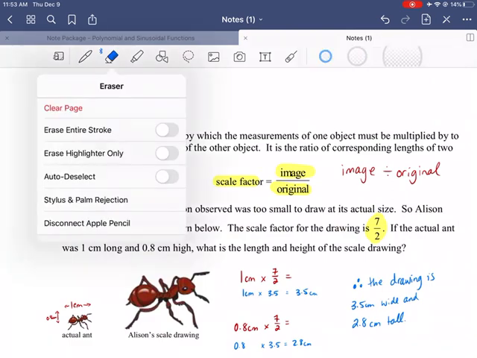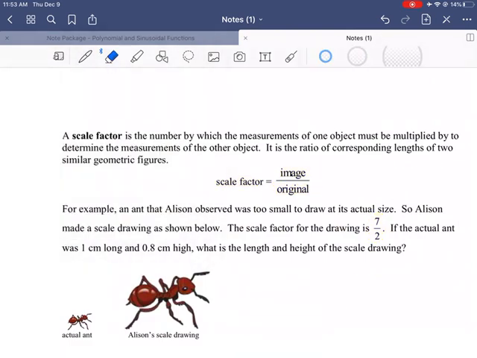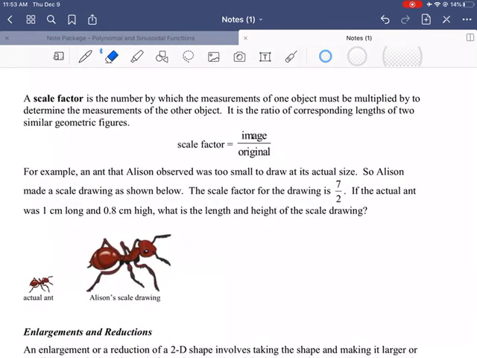So a scale factor. Scale factor is a number by which the measurements of one object must be multiplied to determine the measurements of the other object. And it is the ratio of corresponding lengths of two similar images. So the image gets divided by the original to figure out the scale factor.